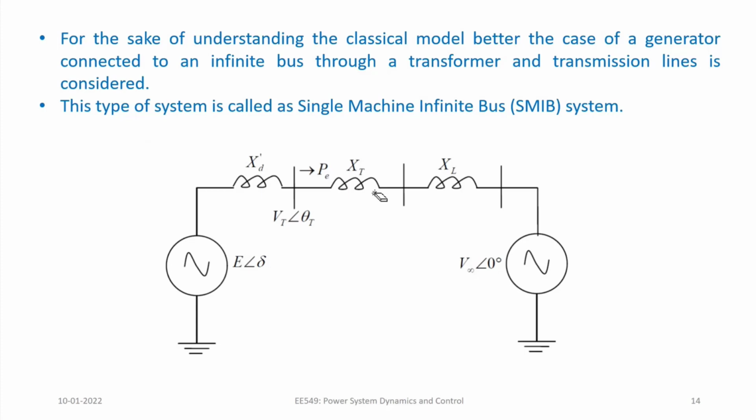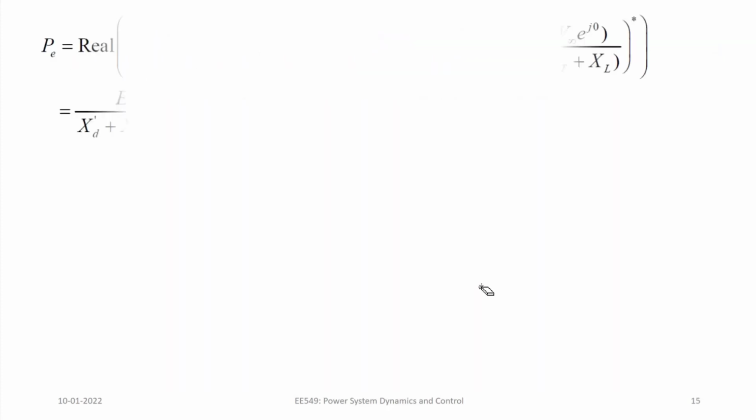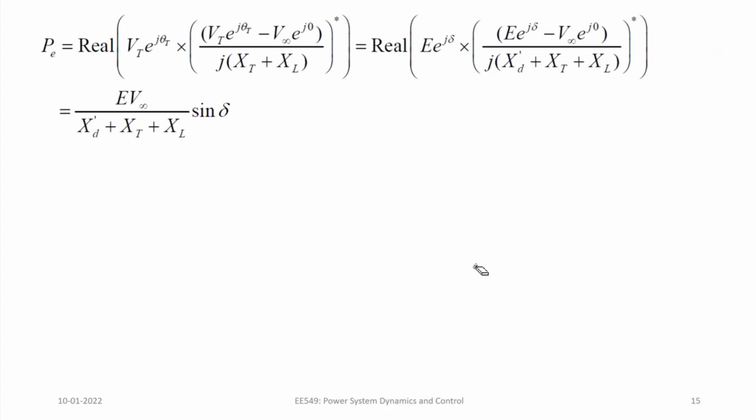And the machine is connected to the infinite bus. It is assumed that the inertia of this bus is infinite, very high, and the reference voltage, the voltage at the infinite bus, will always have zero angle. Okay, so this is the assumption for the single machine infinite bus system.